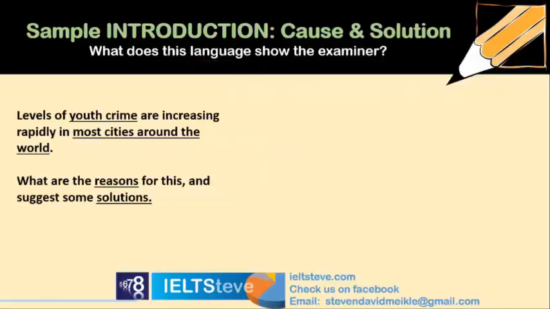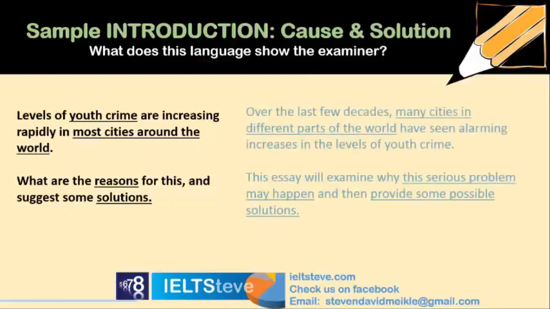And here it is. So let's analyze this and let's think about the language they have used. So most cities in the question has become many cities in different parts of the world. They've switched around the alarming increases, so they're changing the word form from the question, and they've kept the levels of youth crime the same. That's okay. 2 or 3 words is fine. Don't copy the whole phrase, though.